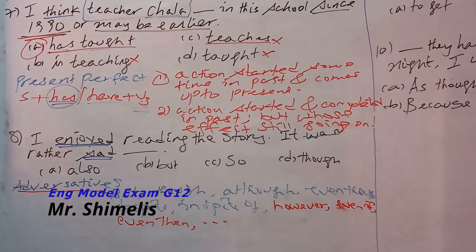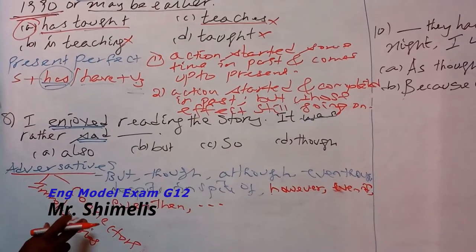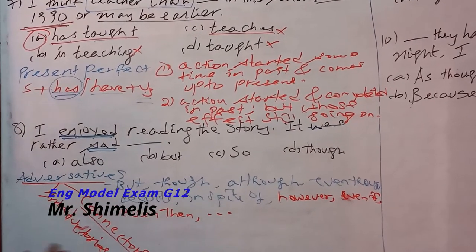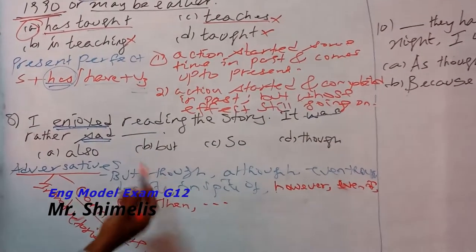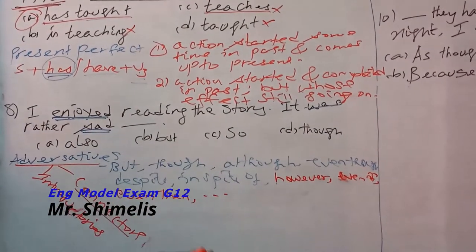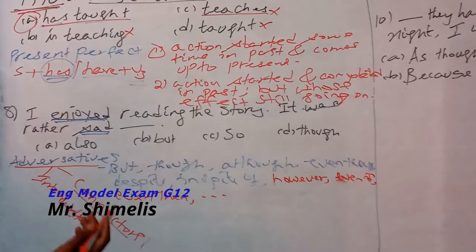But contrasting conjunctions generally are categorized into two. The first one, we call them introductories. The second one, we call them connectors. We call them introductories because they always introduce a contrasting clause. We call some of the adversative conjunctions connectors because they always come between the two clauses. Now what's missing here is a conjunction that comes at the end. Some adversative conjunctions come at the end. The usual place of adversative conjunctions is either at the beginning, in the middle, or at the end.